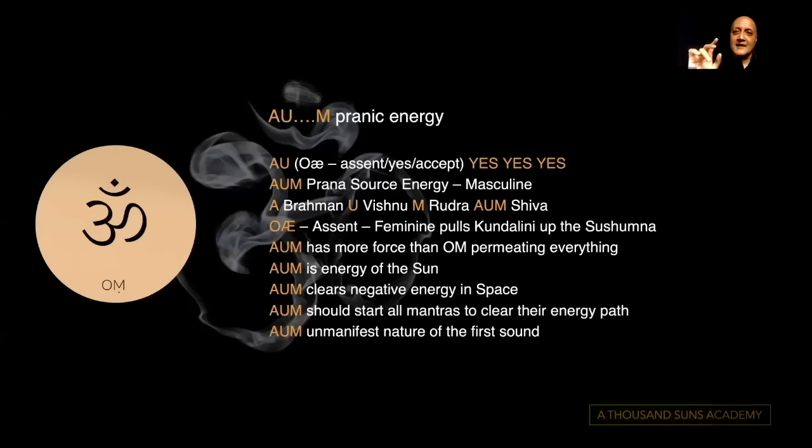So I have to agree to receive consciousness, to receive the phallus, to receive the power, to receive the male, to receive the other. I have to agree to this. And this is Ao. So we're not doing the masculine of Om or Brahma, Vishnu and Rudra, but Ao, we're agreeing to do this. So Om, Aum is more powerful because it permeates everything.